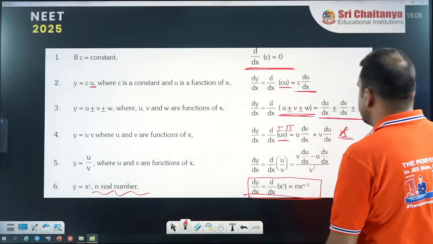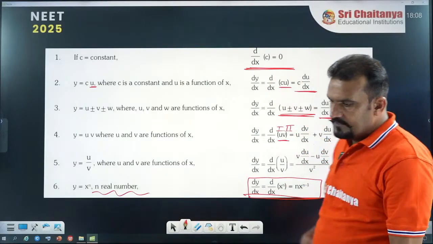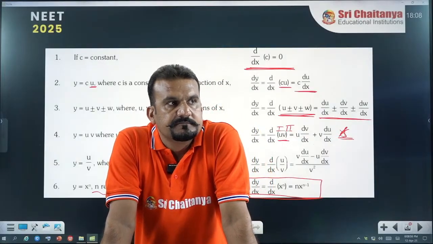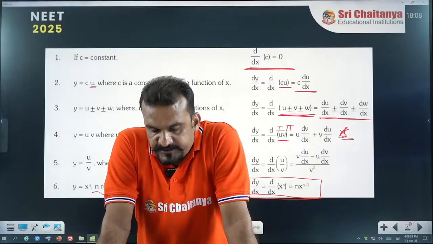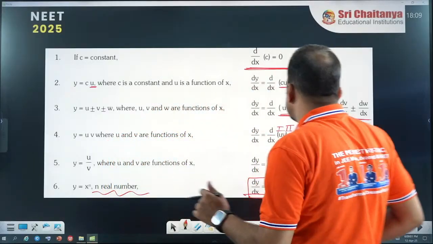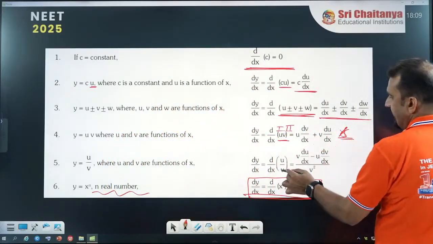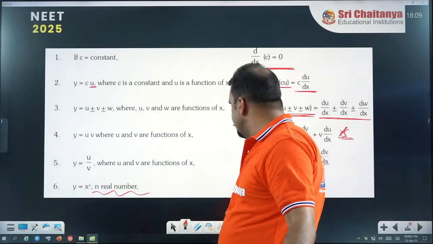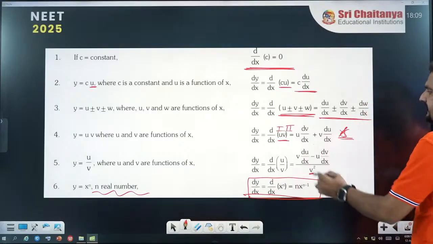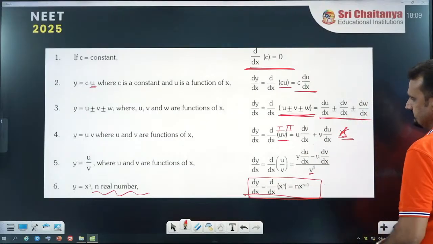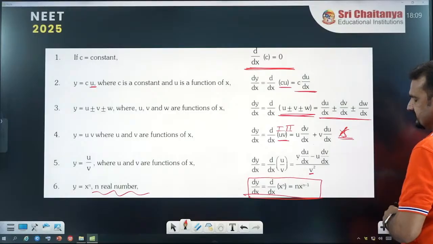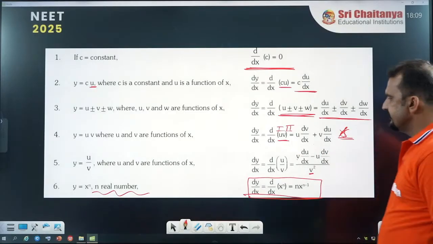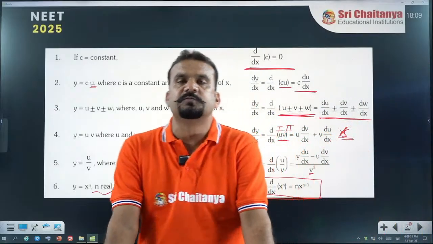That also can be used somewhere in our physics part. Second one, this one is divide rule, u by v. If 2 functions are given in divide form, in that case, what to do? Just square denominator. Square of denominator is v square. After that, denominator is in multiply, differentiate numerator. Then after minus, numerator is in multiply and denominator is differentiated. So these are the rules for differentiation.